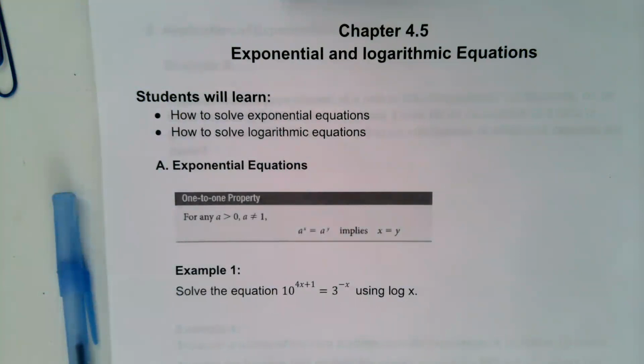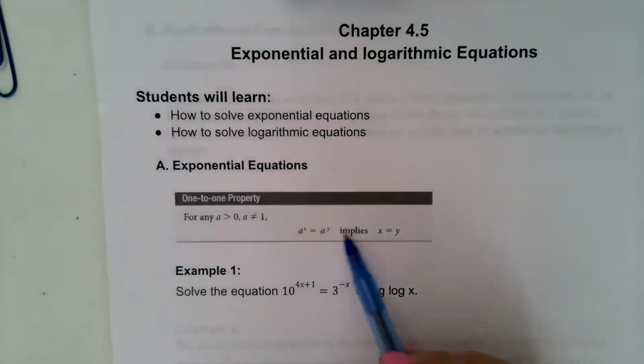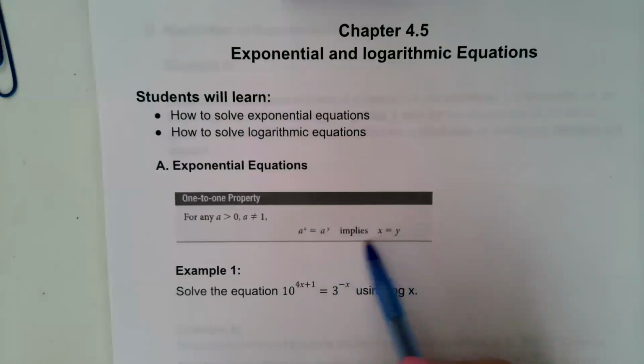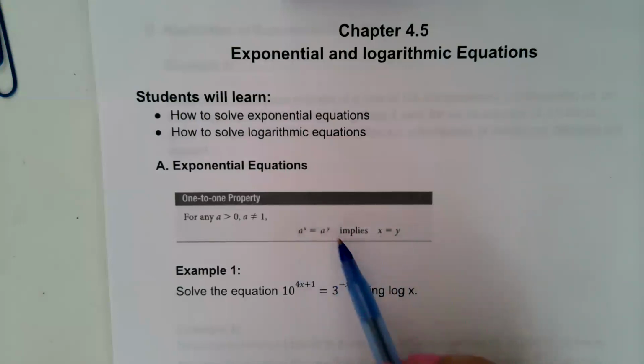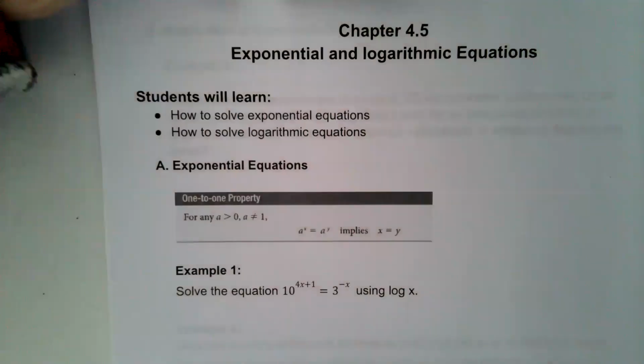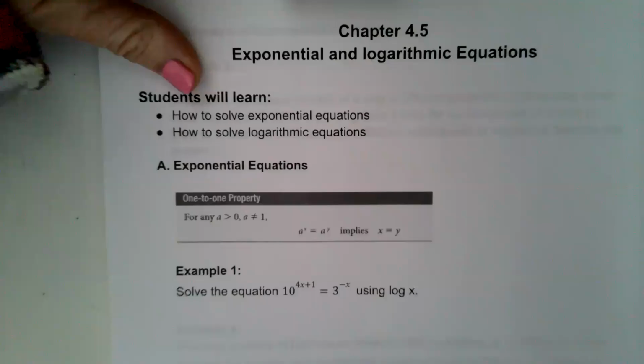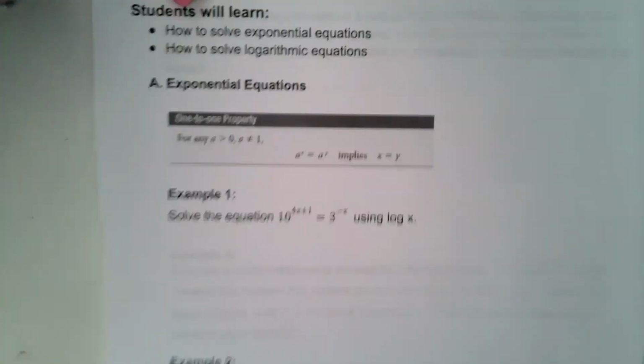So, the one-to-one property says that a to the x is equal to a to the y, which means that x can just equal y. So if we can get them to the same base, that usually will help us solve the equation. Because remember, in an exponential function, the variable is in the exponent this time. So we have to be able to solve for that exponent. Okay. So let's just dive in.